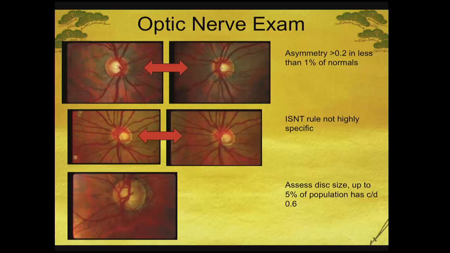Another point to remember is that you always want to assess disc size. Up to 5% of the population has a cup to disc ratio of 0.6, and yet their nerve is still considered to be normal. That's because their optic nerve head is larger. So the larger your optic nerve head, the larger your cup is going to be, even though it's not glaucomatous.